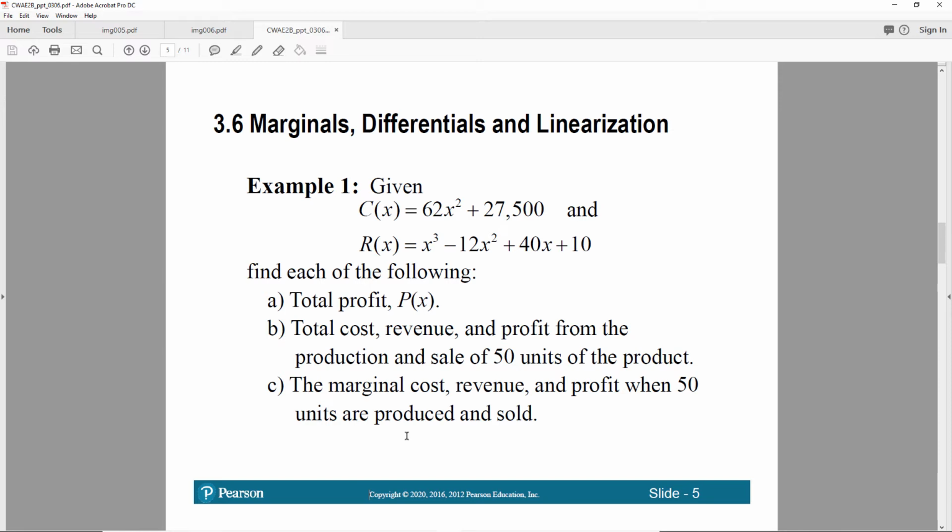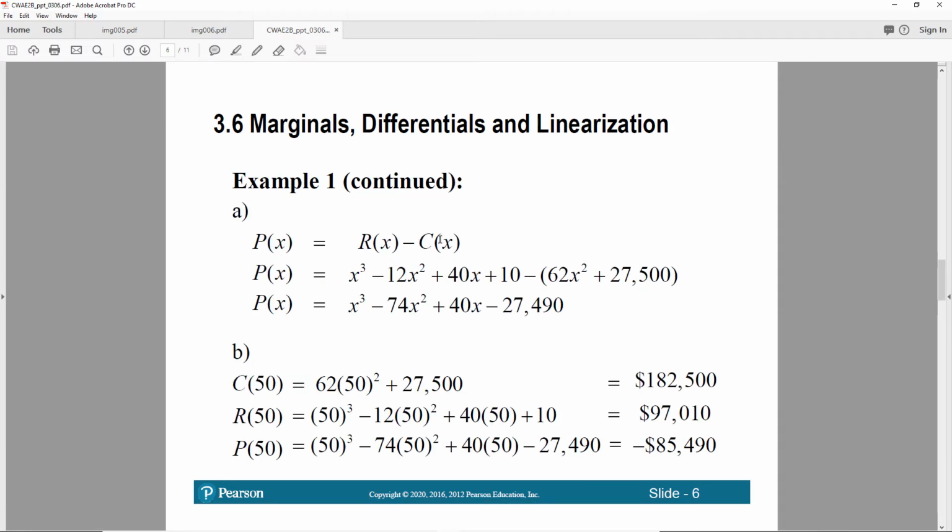So, example 1. Given a cost function and revenue function, find the total profit, total cost, revenue, and profit from the sale of 50 units of the product. Find the marginal cost, marginal revenue, and marginal profit when 50 units are produced and sold. So they want us to find the total profit first. The revenue minus the cost gives me the profit.